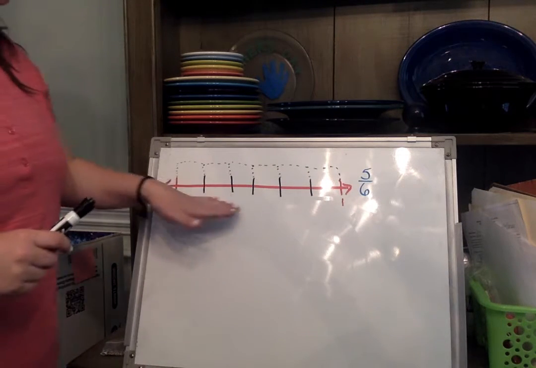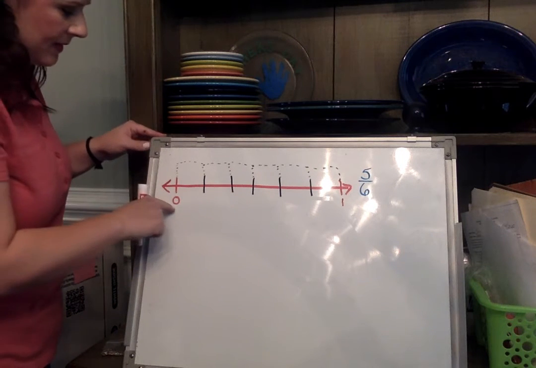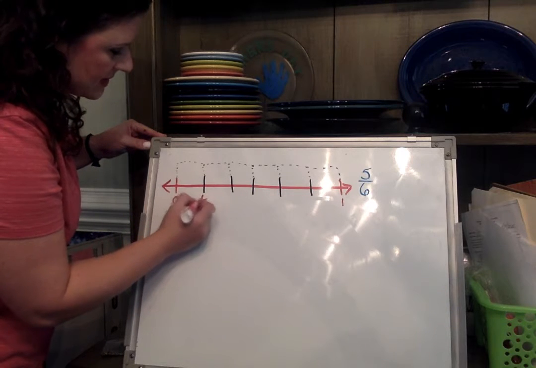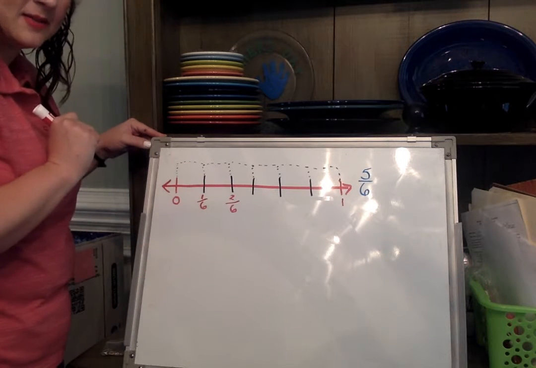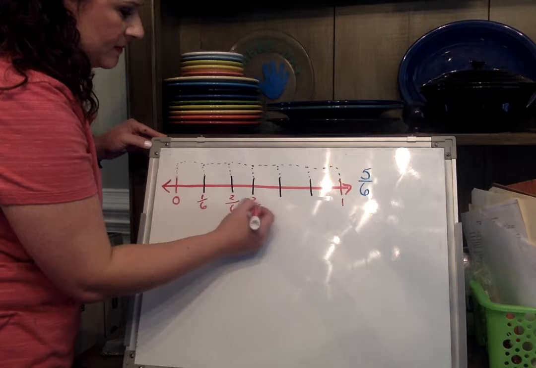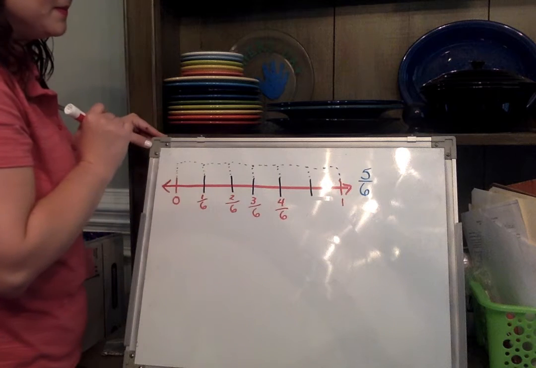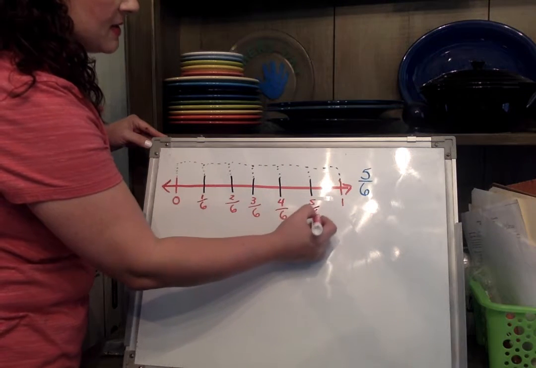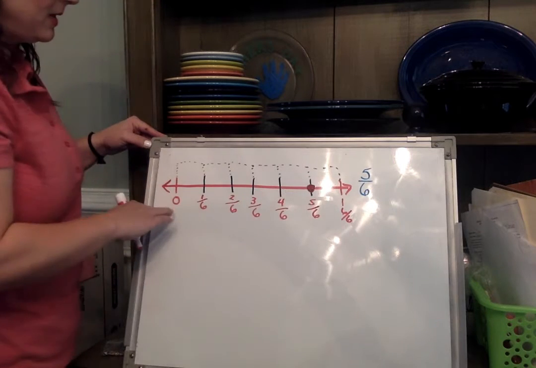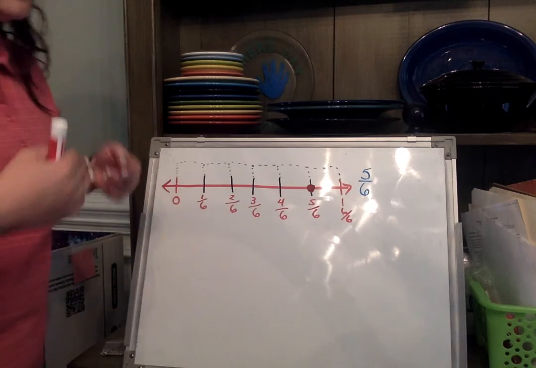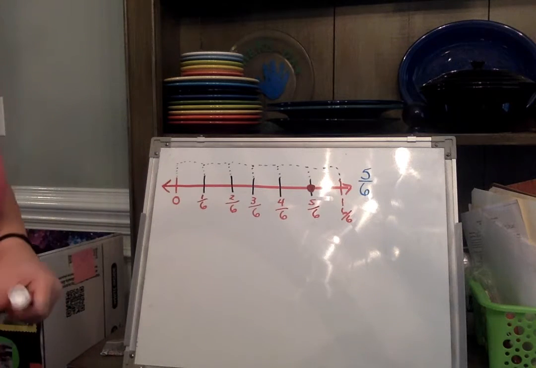Okay? Where would I put my dot on 5/6? Well, let's number these. This would be 1/6. This would be 2/6. This would be 3/6. 4/6. 5/6. And 6/6. I typically on my number line don't label this 0/6, but if you like to, you can. So on my number line, this is where I could find 5/6.